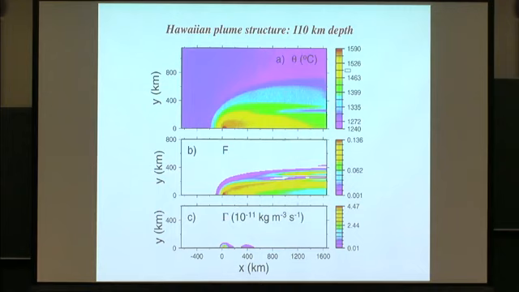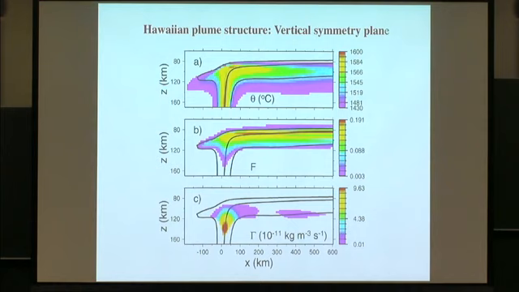And finally, on the third slide here, third panel, you see the rate of melt production. So you have two distinct melting regimes. This one is the main one, right above the plume stem. But there's also a secondary melting zone here, which I'll talk about in a moment.